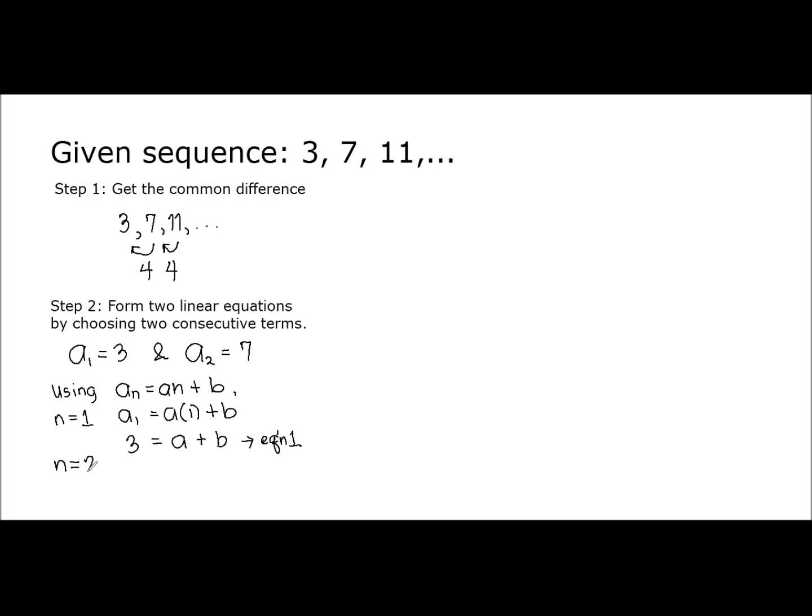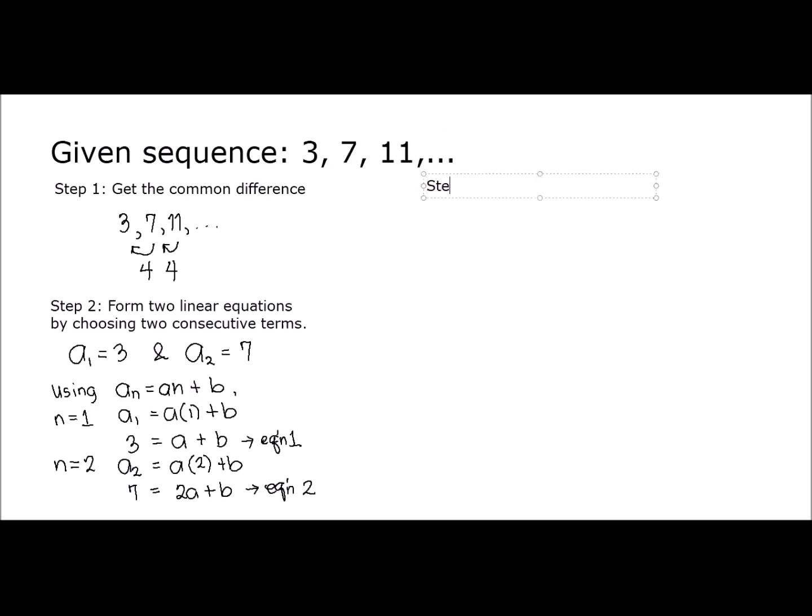Then let's have n is equal to 2 because we chose 7. So a sub 2 is equal to a times 2 plus b following the linear equation formula. Then a sub 2 is 7 because that's already given. That's the second term. So we will have a times 2, that is 2a plus b. That gives us the second equation. Is that clear? Okay. So what's our next step?